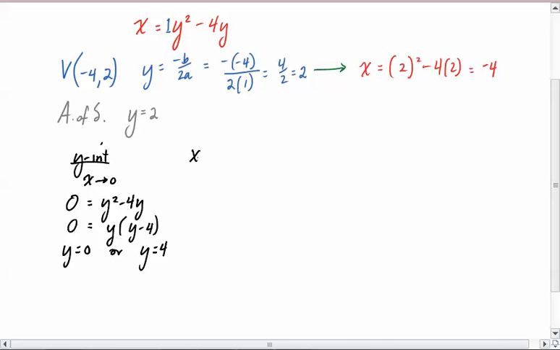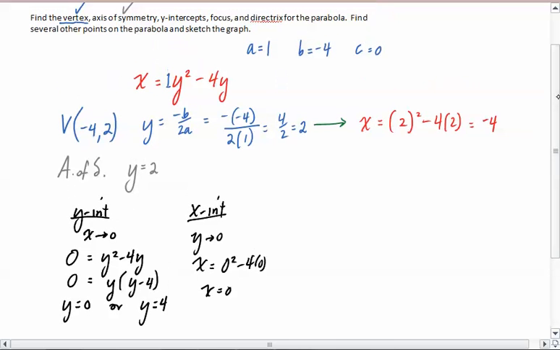Let's find our x-intercept. Our x-intercept is found by setting y equal to 0. So we get x is equal to 0 squared minus 4 times 0, and you can see that x is going to be 0. Great. So let's go back up and see what else they want. We want to know what the focus is and the directrix.